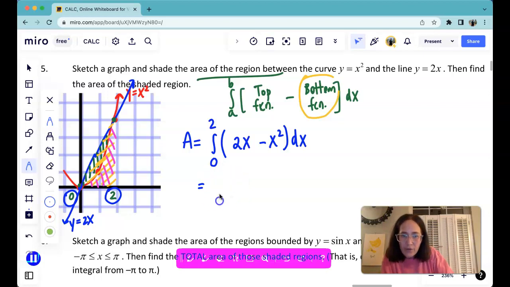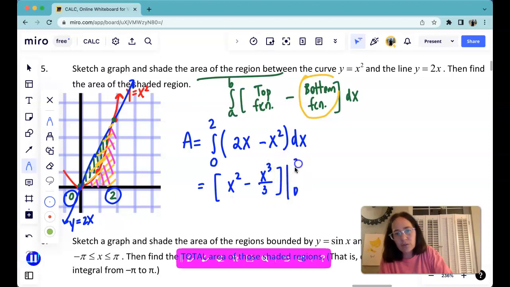So we've got an integral here, 2x. So the integral of 2x should just be x squared, right? 2 over 2 would go with it. And then minus, how about we bring this up a power, x to the third over 3, and we'll evaluate it from 0 to 2.